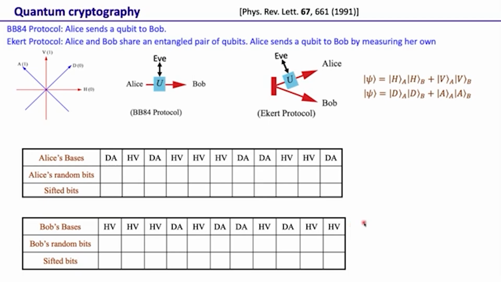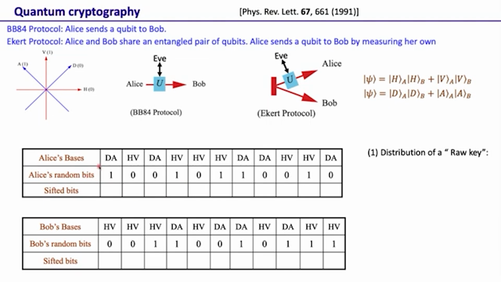So here is one example of how Alice and Bob can do cryptography and at the end of it generate a secure key. Of course Alice and Bob both agree to do the measurements either in the horizontal-vertical basis or the diagonal anti-diagonal basis. So now Alice is going to send photons to Bob either in the diagonal anti-diagonal basis or the horizontal-vertical basis. Again, Alice sending a photon here is equivalent to Alice measuring a photon in the Ekert protocol. So first we'll do the distribution of a raw key.